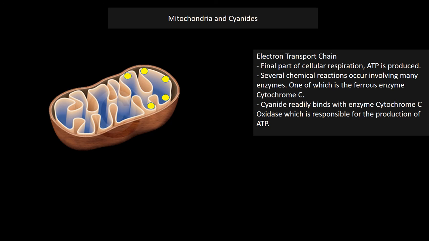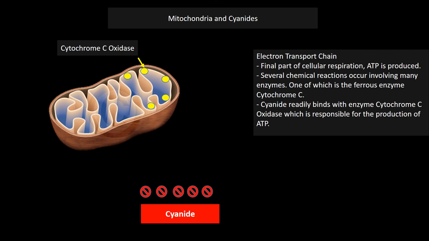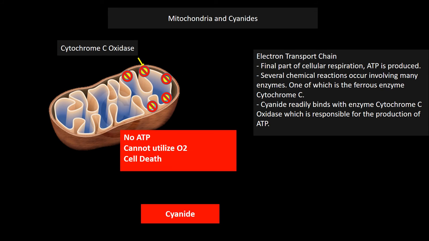Cyanide readily binds with the enzyme cytochrome C oxidase, which is responsible for the production of ATP. So these right here represent our cytochrome C. These are iron-like enzymes, and cyanide likes to bind with those. So when we have a cyanide poisoning, it's going to bind to all that enzyme, and now we cannot make ATP. We cannot utilize oxygen, and the cell will die. And that's how cyanide works.